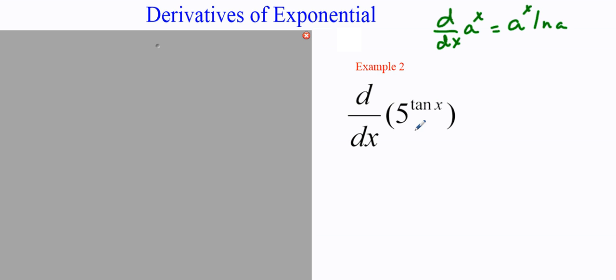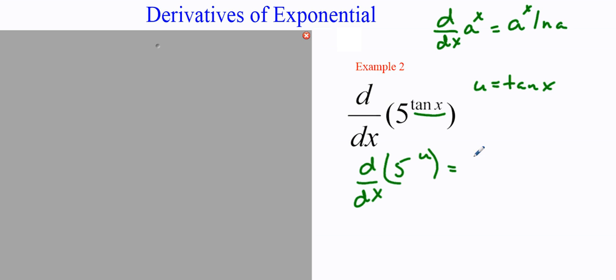To do that, once again, we have 5, which is our a, but we have tangent of x, which is not just x, so we're going to use chain rule. U in this case is going to be tangent of x. So we're going to rewrite this as 5 to the u, d dx. The derivative of 5 to the u with respect to u is 5 to the u, natural log of the base, which in this case is 5.